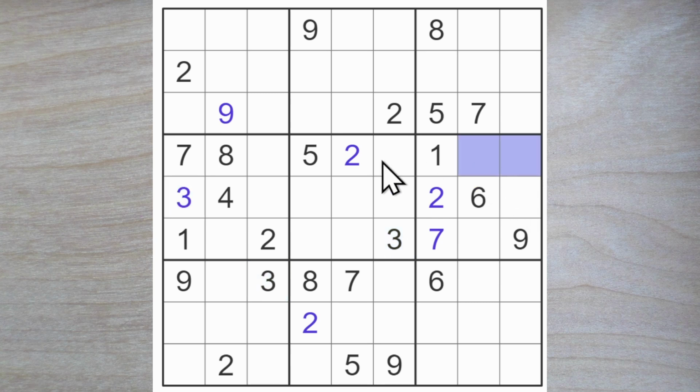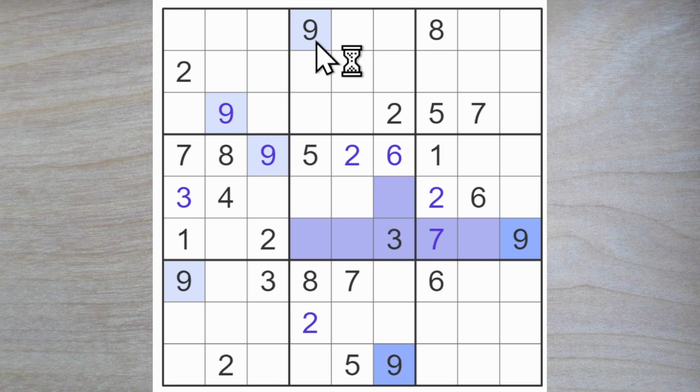3 and 4, therefore a 9 and a 6. 9 blocks up. Here's a 6. Here's a 9. What now? Well, 9 blocks across here, 9 blocks up here and down here. So here's a 9.